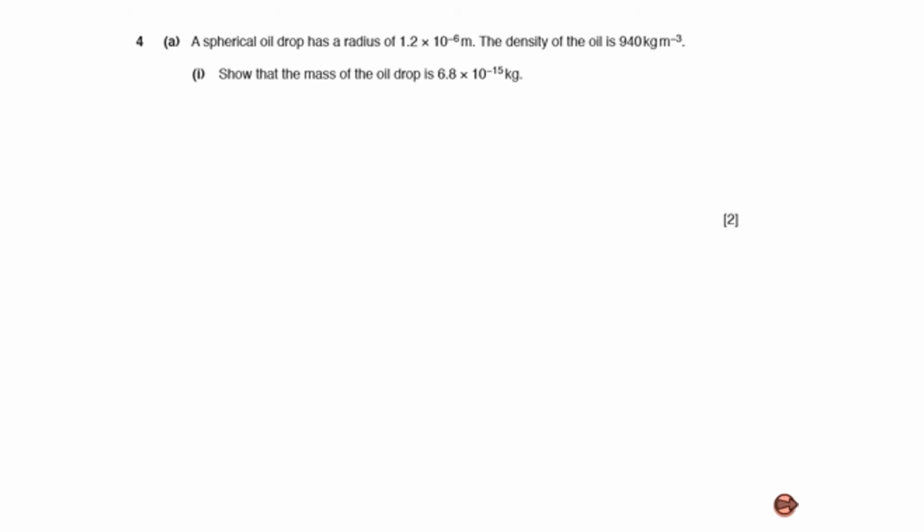The first thing we need to understand is what is given to us in this question. So you can see here a spherical oil drop, and its radius is given to us, and also the density of oil is also given. What we need to do is show that the mass of the oil drop is equal to this one. So how can we answer this one?